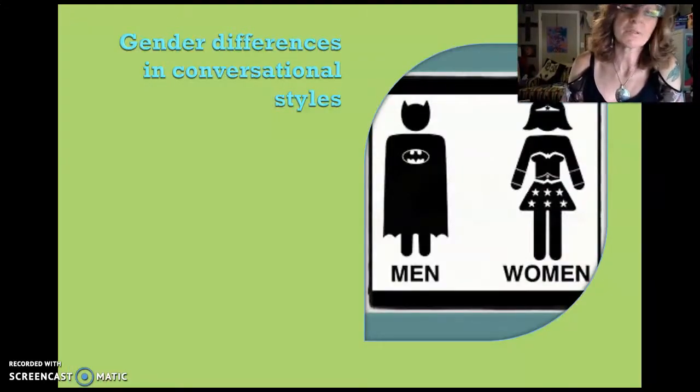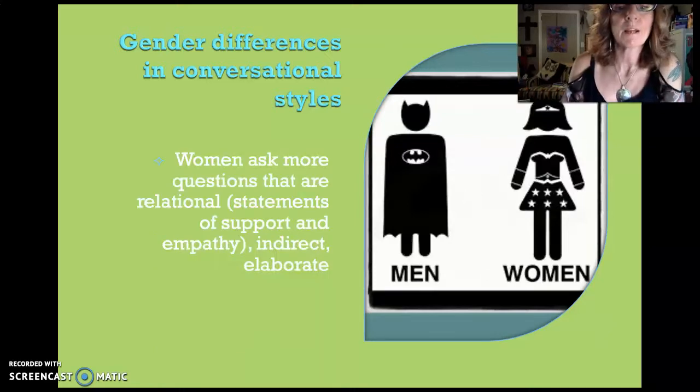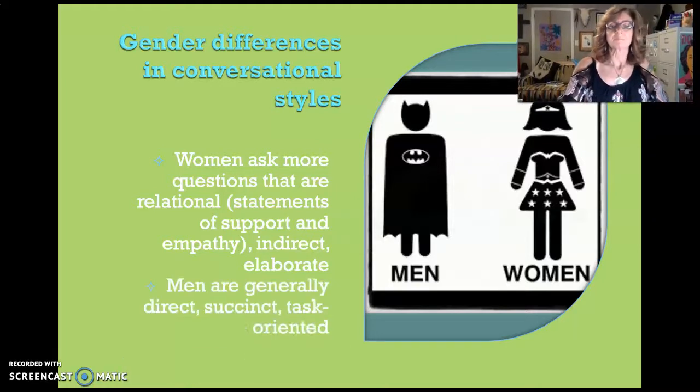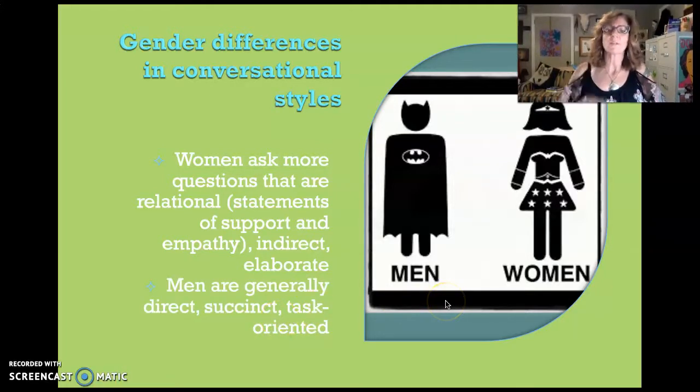Okay, gender differences in conversational styles. So how we talk. Women ask more questions that are relational. We're more likely to ask people questions about, I don't know, either getting advice or things about people's relationships. We're more likely to make statements of support, like I really want to help you, or I understand where you're coming from. And men are generally more task oriented. And think about this, this is often a complaint in heterosexual relationships, that women want to be understood and just heard, and men want to get something done. Men want to do the task. How can I help you? Let me solve the problem.